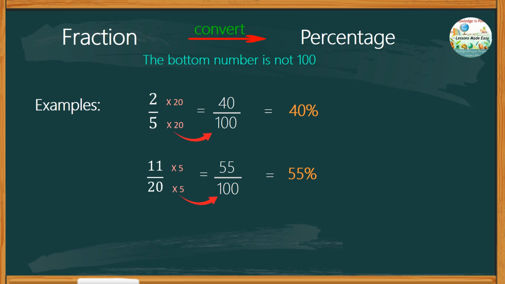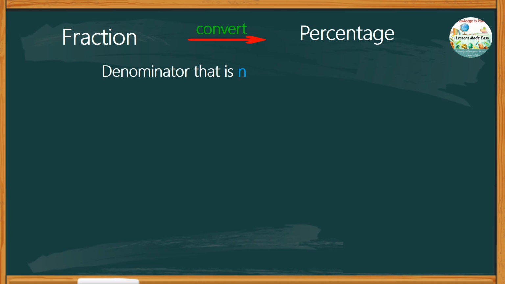How about improper fractions like 7 over 4? Well, do the same process. Change the bottom number to 100 by multiplying 4 with 25. 7 must also be multiplied by 25. We get 175 over 100 or 175%.